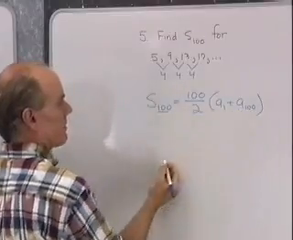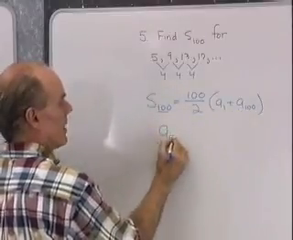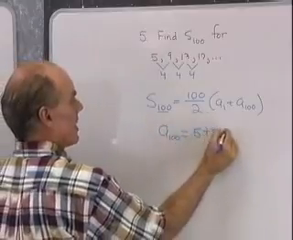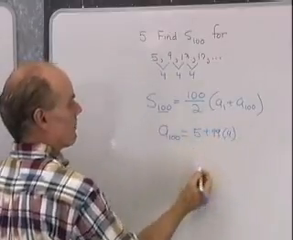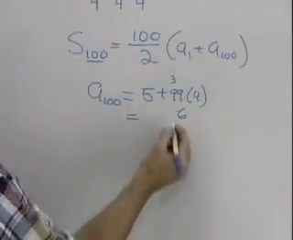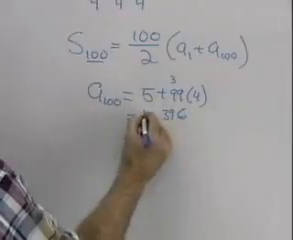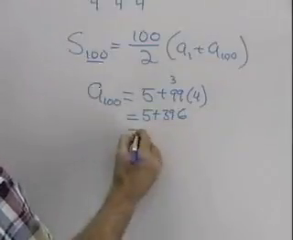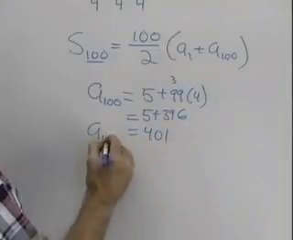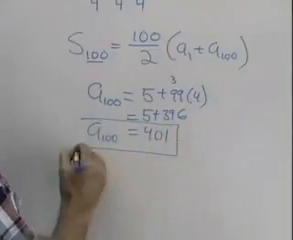So first of all, let's find the 100th term. A sub 100 will be the first term 5 plus 99 times the common difference 4. Okay, so 4 times 9 is 36. 36 and 3 is 39. 5 plus 396 should be 401. So A sub 100 is 401.